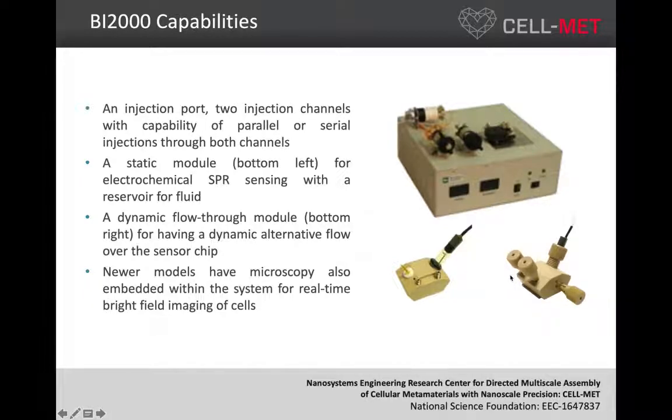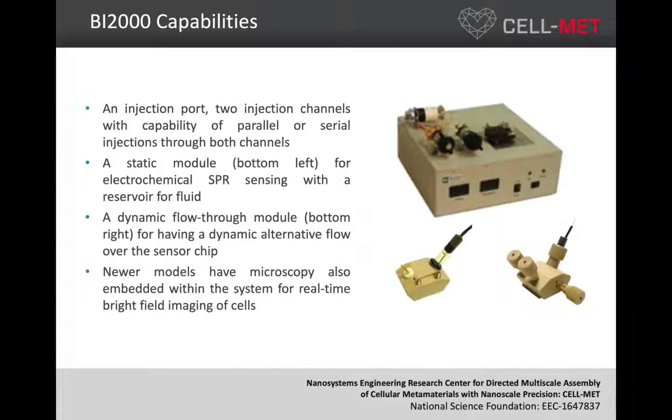It also has a module that can have electrochemical sensing and a flow through at the same time, which technically has three electrochemical sensors input into it. The gold sensor is going to be a working electrode, there's going to be a reference electrode and a counter electrode, and you can have drug injections at the same time with the electrochemical one. And the newer models that are out there with biosensing instruments also have microscopy, they have a bright field, they have a chamber for temperature and CO2 control.